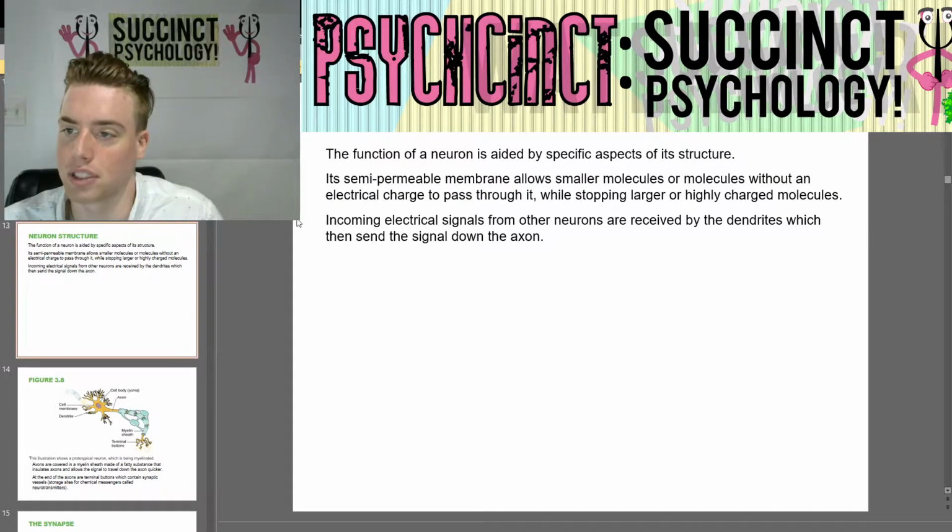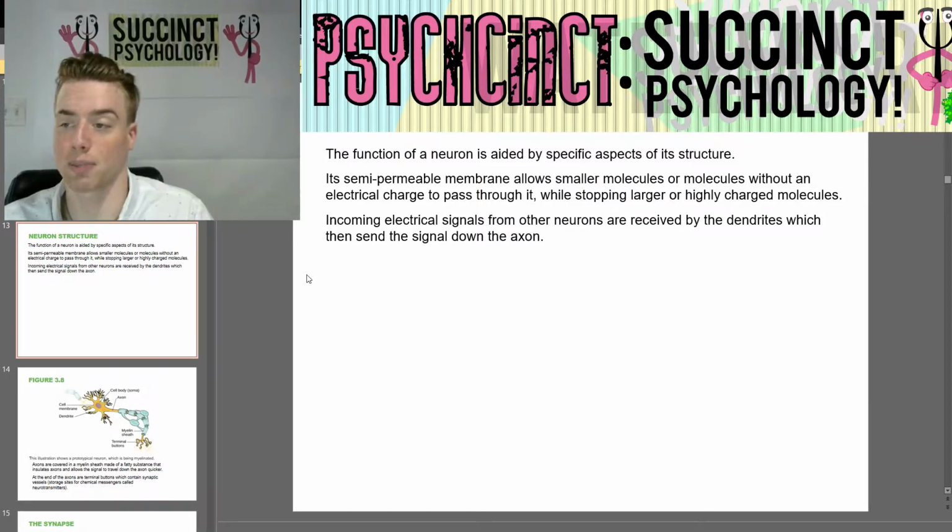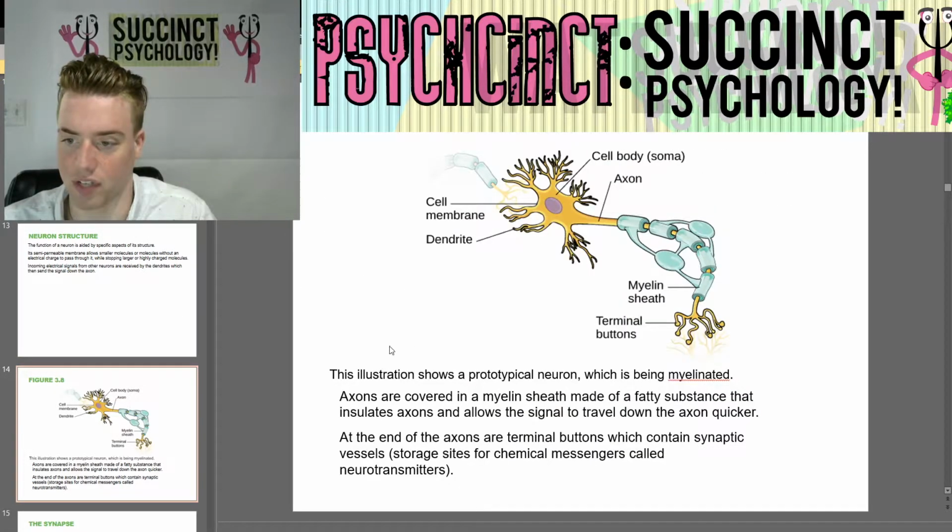So, continuing on from last time, we have neuron structure. The function of a neuron is aided by specific aspects of its structure. Its semi-permeable membrane allows smaller molecules or molecules without an electrical charge to pass through it while stopping larger or highly charged molecules. Incoming electrical signals from other neurons are received by the dendrites, which then send the signal down the axon.